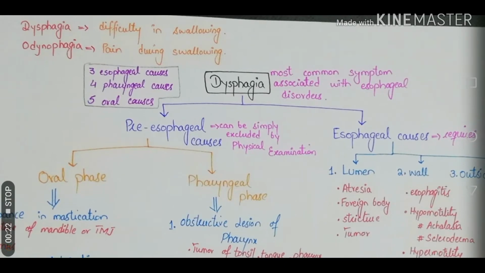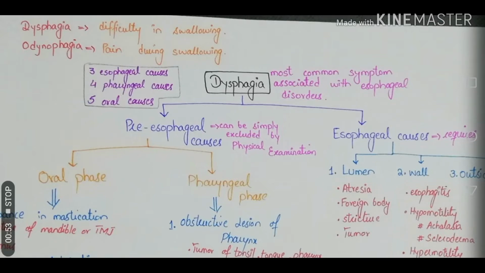So let us talk about dysphagia today. Dysphagia is the most common symptom associated with any esophageal disorder. Dysphagia must be differentiated from another term known as odynophagia. Like you can see in the right corner, odynophagia means pain during the process of swallowing. However, dysphagia is simply difficulty in the process of swallowing.